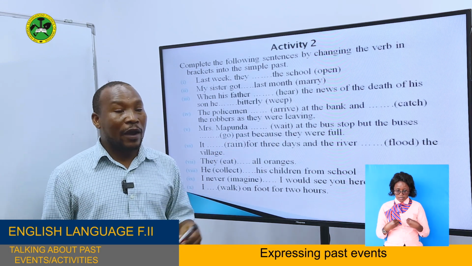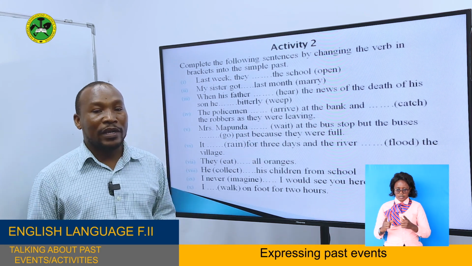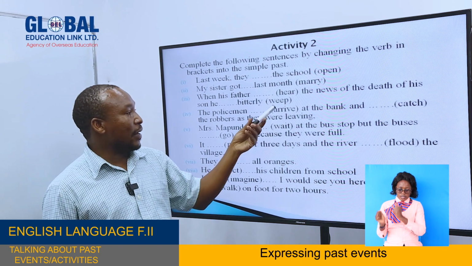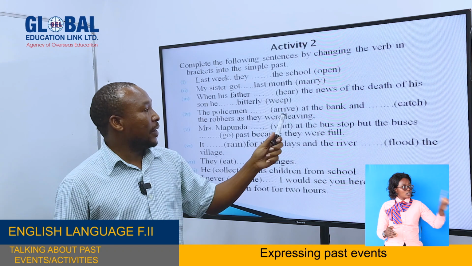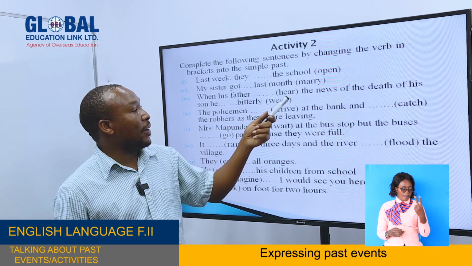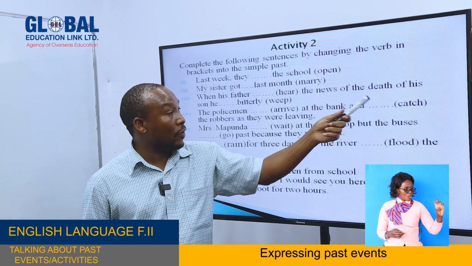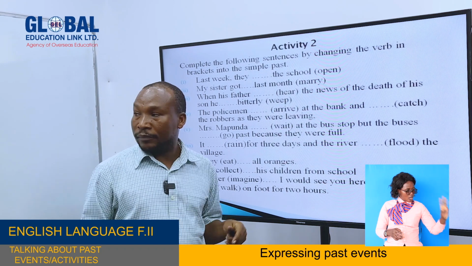But also, if you have a verb of this kind which ends with e, we add only d. And this is an irregular verb, it will take its own form. Therefore, it will be wept, and this is heard. When his father heard the news of the death of his son, he wept bitterly.